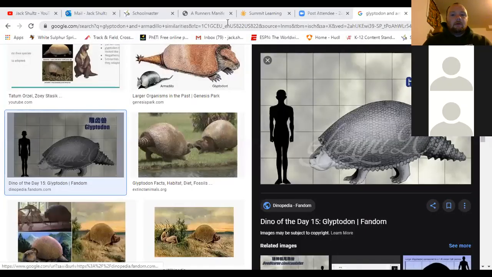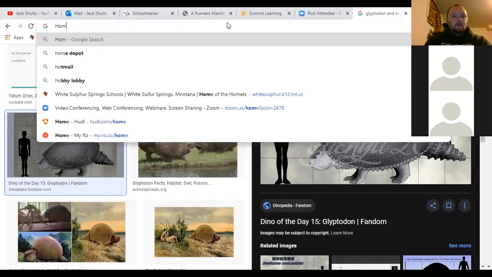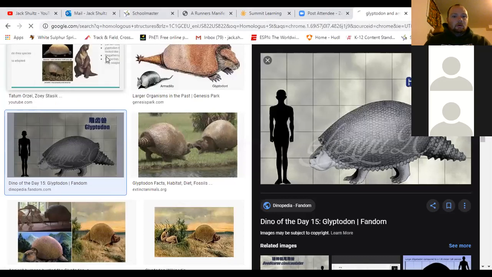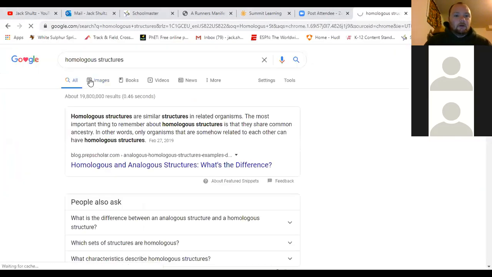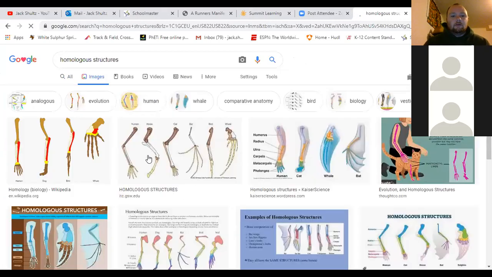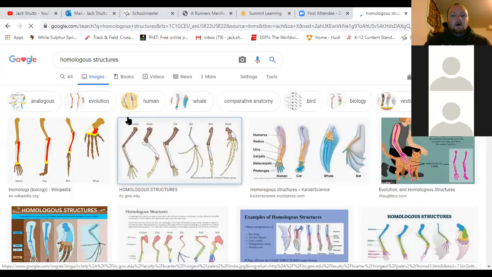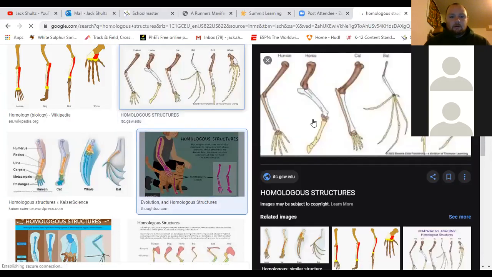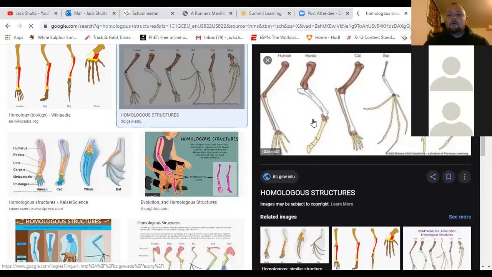So let me type in homologous structures. Okay, and so if we look at homologous structures, we will start to see all of these. So this is a great picture right here. Hopefully it's big enough. It is. Let me get this out of the way.